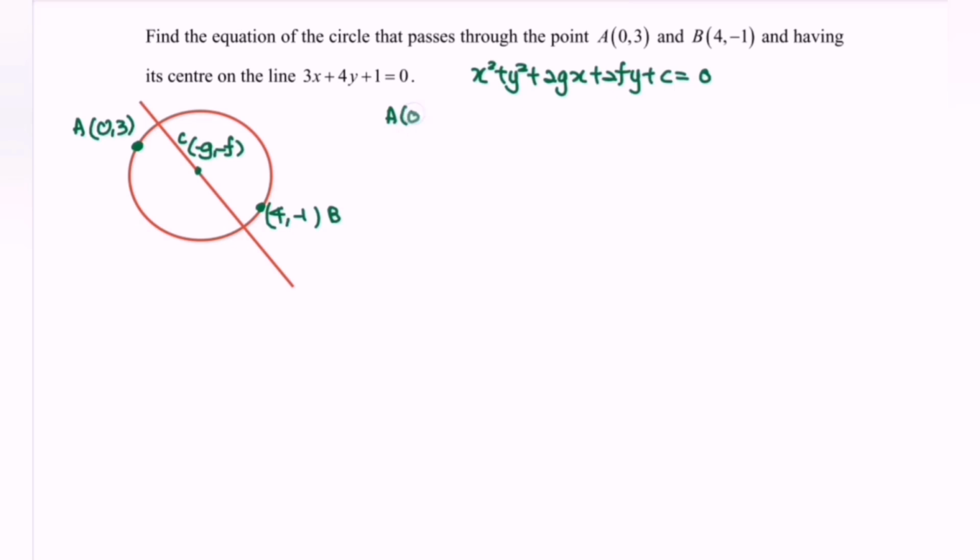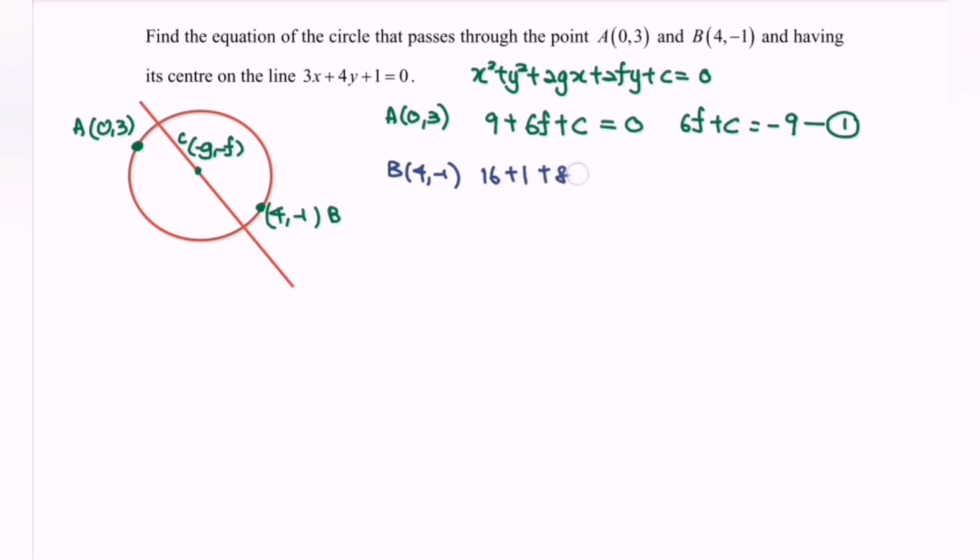If we substitute the point (0, 3), we will have 9 plus 0 plus 6f plus c equals 0. Rearrange, and we will have 6f plus c equals negative 9, equation number 1. Next, substitute the point B (4, -1), where we will have 16 plus 1 plus 8g minus 2f plus c equals 0. Rearrange: 8g minus 2f plus c equals negative 17. Here we have the second equation.